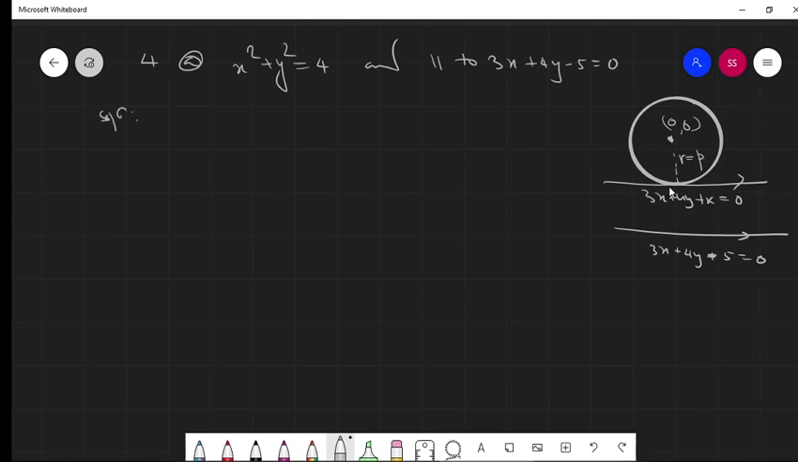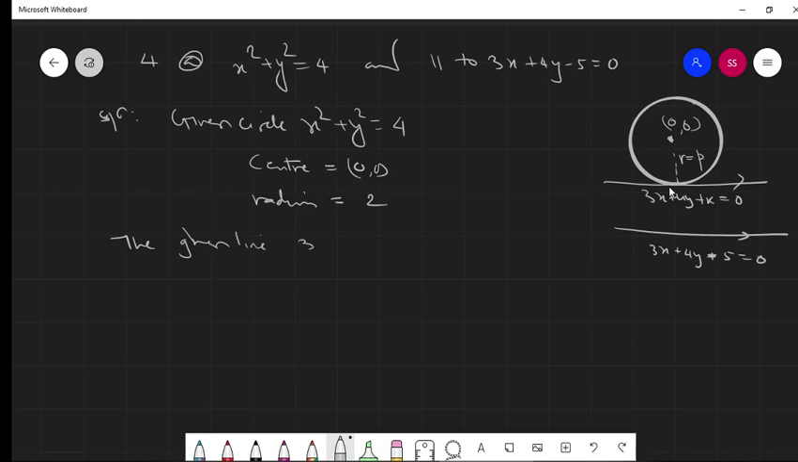Solution: given circle, x square plus y square equal to 4, center equal (0, 0), radius equal to 2, and the given line 3x plus 4y minus 5 equal to 0. Parallel line to this line is 3x plus 4y plus k equal to 0.